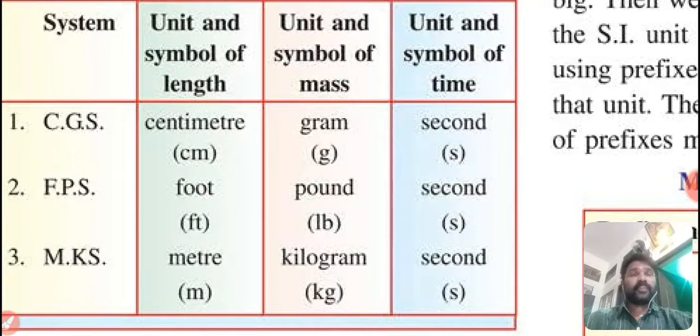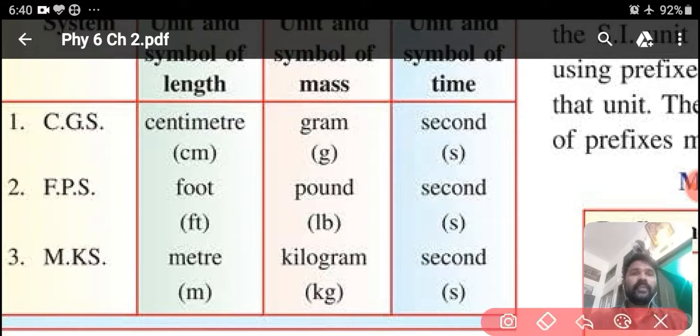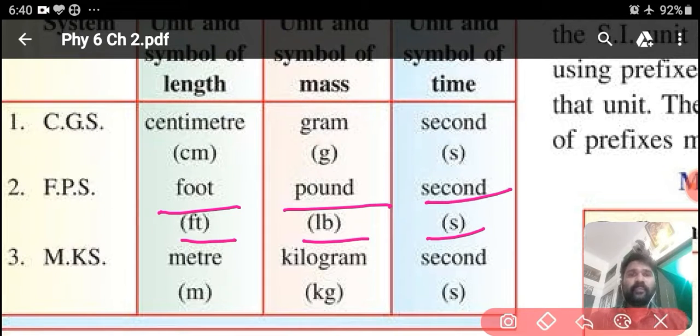Okay, CGS: unit and symbol of length is cm, of mass is gram, and of time is second, s. In FPS, it is foot, pound and second, with symbols ft, lb and s. In MKS, meter, kilogram, second, the short forms are m, kg, s.